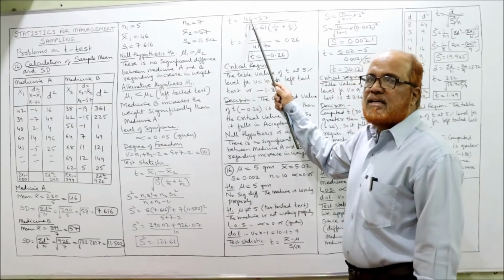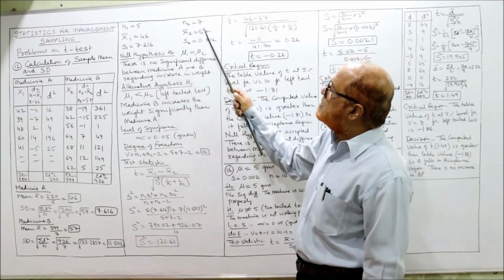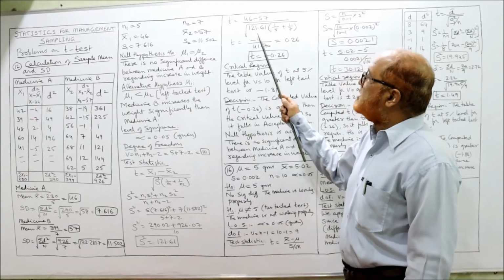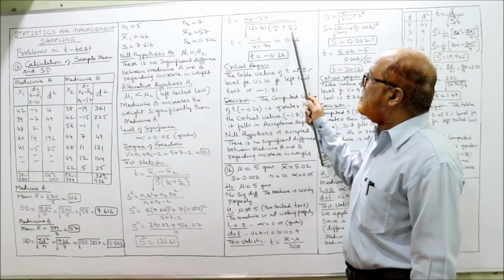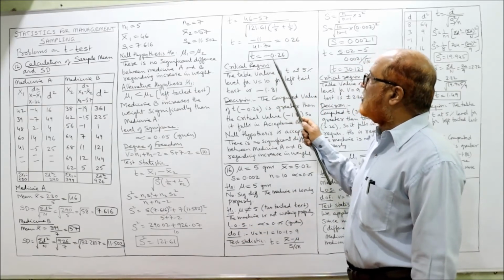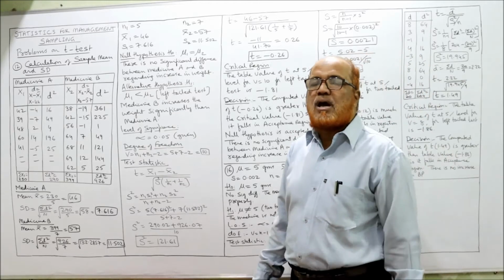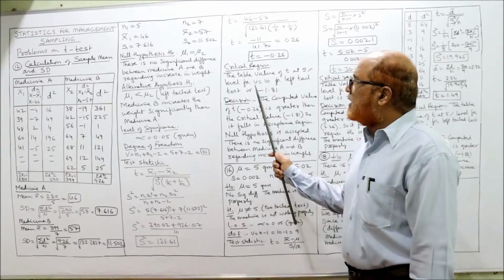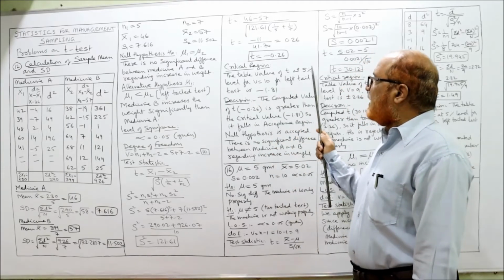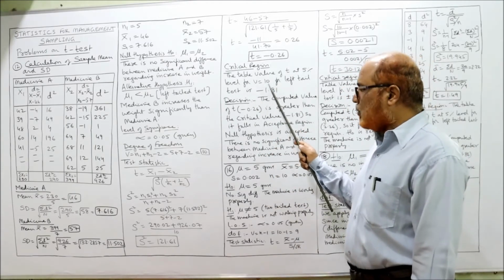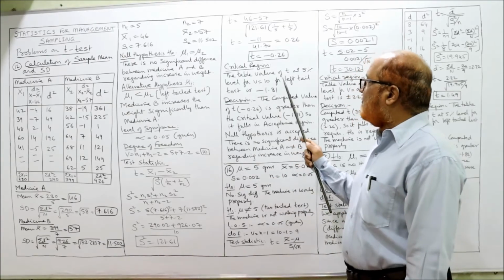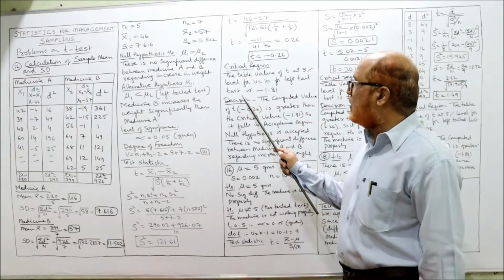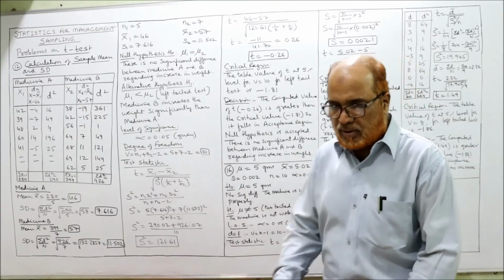Now t is equal to x bar 1 minus x bar 2, 46 minus 57, divided by the root of s square 121.61 into 1 by 5 plus 1 by 7. If you simplify, you get t is equal to minus 0.26. This is the computed value of t. Now we compare with the critical value. The table value of t at 5% level for v equal to 10. For a left tail test, single tail, you have to refer to the column before, which is minus 1.81.